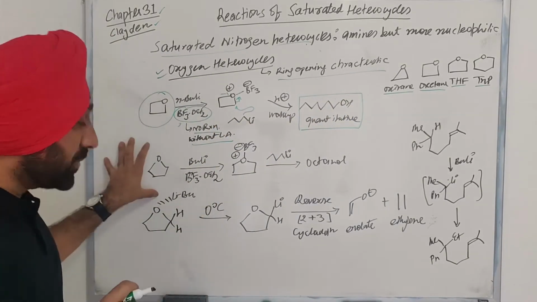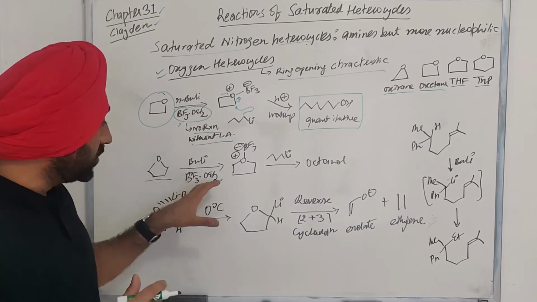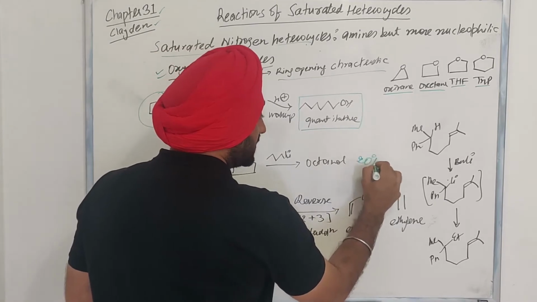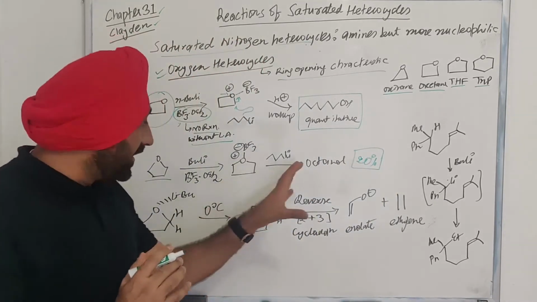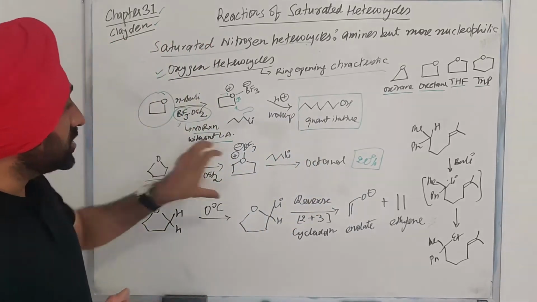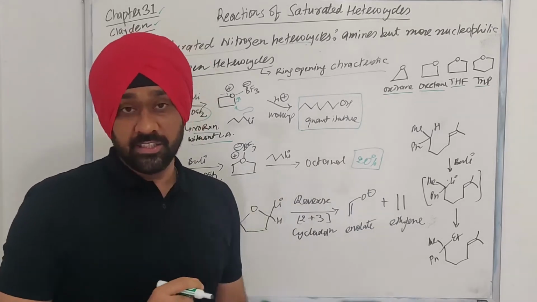Let us suppose you carry out the same reaction with THF, with butyl lithium and Lewis acid, again you need it. But in this case, what you get is the octanol, but the yield is pretty low. It is not significant. This means that as the ring size increases, the unwanted ring opening, its tendency is usually reducing.